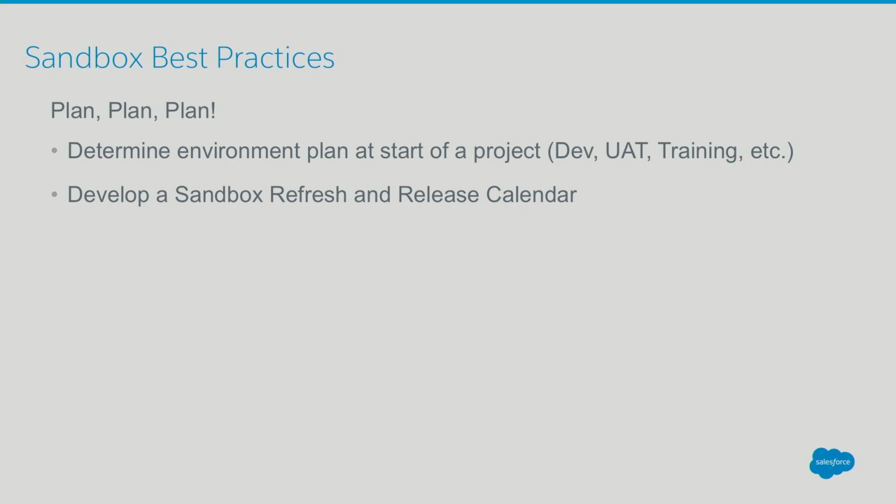With your partials, you get a 5-day. And with your full, you have a 29-day. With these different cycles, you're going to need to make sure that you develop a calendar of not only your releases, but also of your refreshes. Also, determine your test data management strategy.